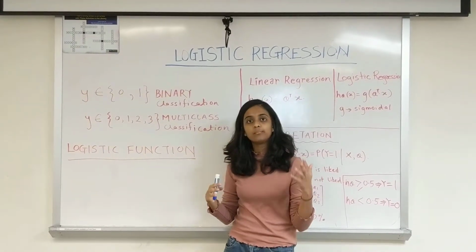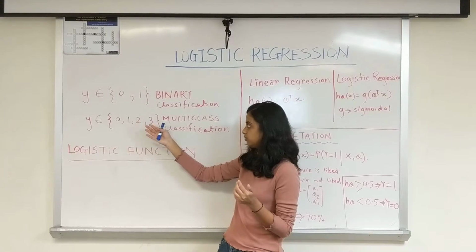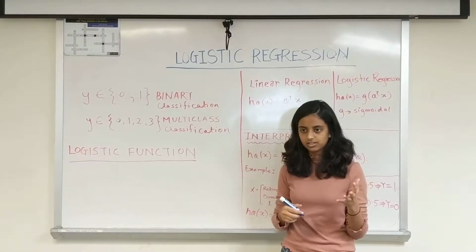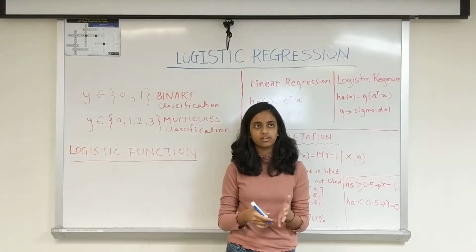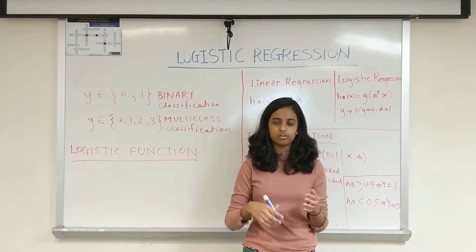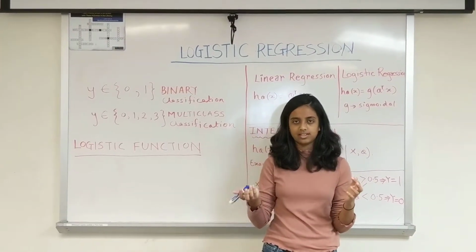If we are doing multi-class classification, then our variable can be either 0, 1, 2 or 3. It is up to you. Some classification examples where we can use logistic regression are to predict whether an email is spam or not spam, to predict whether a student would pass or fail his exam.